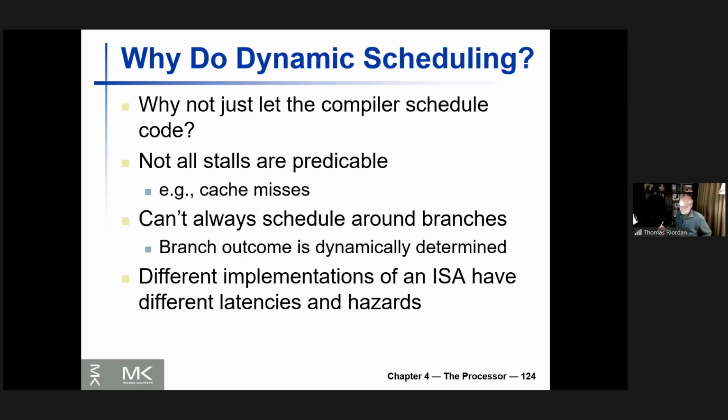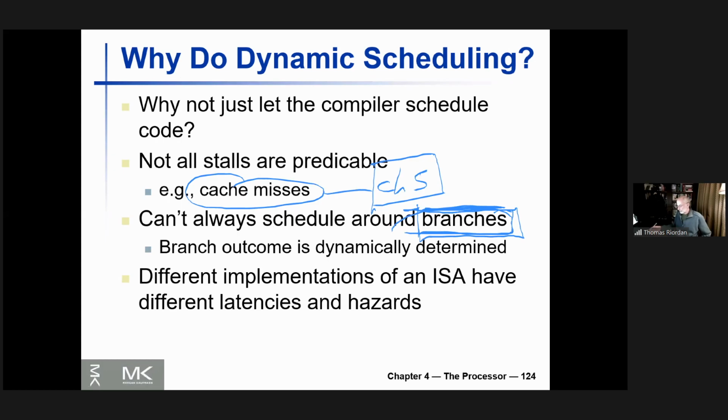And so here he says, well, okay, why don't we just let the compiler do it all? And there's a bunch of reasons. Really it mainly has to do with branches and cache misses. We'll talk about this in chapter 5, and we'll see what a problem cache misses are. But we already know the problem with branches, right? The compiler sadly does not know which way the branches are going to go. At compile time, you do not know.